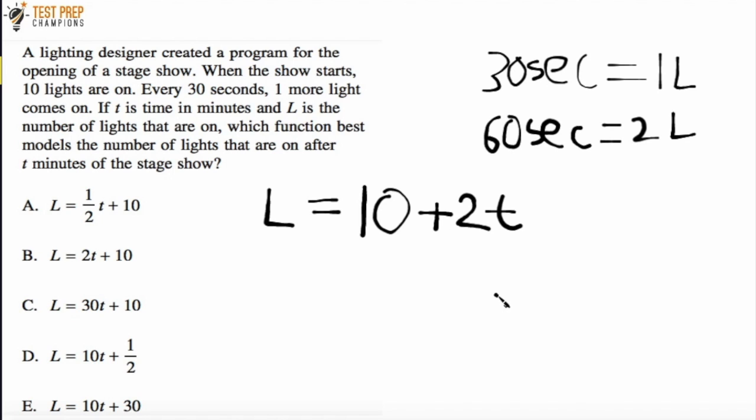So how many lights would be on after 5 minutes? Well, you would do 10 because there's 10 on at the start, plus 2 times 5, and that would tell you the number of lights on after 5 minutes. So in other words, B is the correct answer here. And this is actually a harder question, so if you have trouble with this, don't worry. This is actually a pretty tricky question.